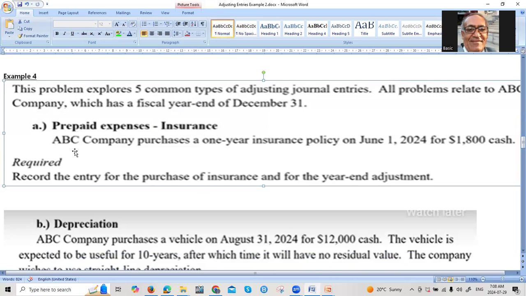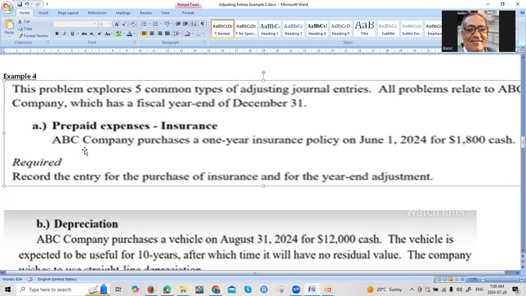Let's say ABC company purchases a 1-year insurance policy. You know that the insurance policy is always paid in advance. So as an example, I pay today, and that covers about 1 year in advance. When did they buy it? On June 1, 24. For how much? $1,800 cash.